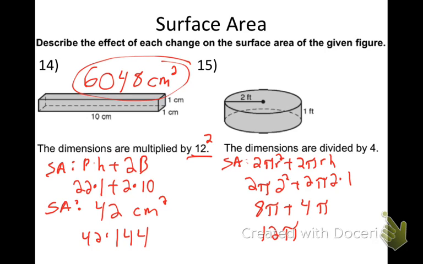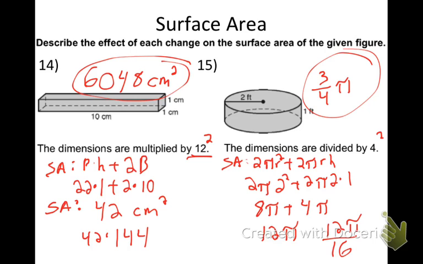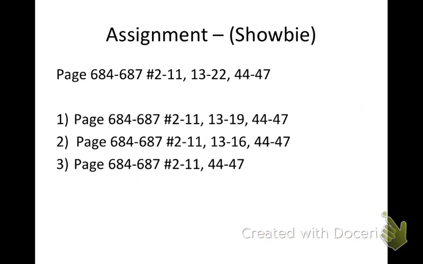But what happens if all the dimensions are divided by 4? What's my surface area really going to be divided by? 16. So I take 12 pi divided by 16. And what's my new surface area going to be? 3/4 pi. 3/4 pi is my new surface area here then. Nice job. And that's it for today.